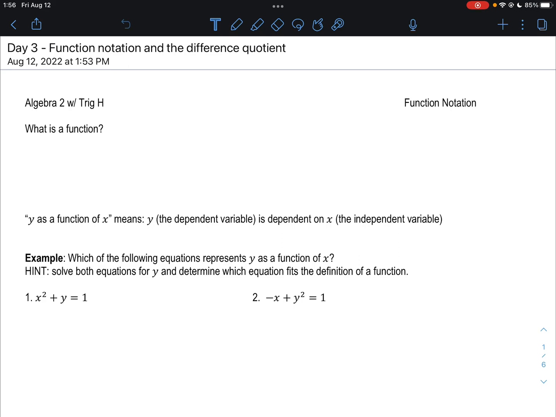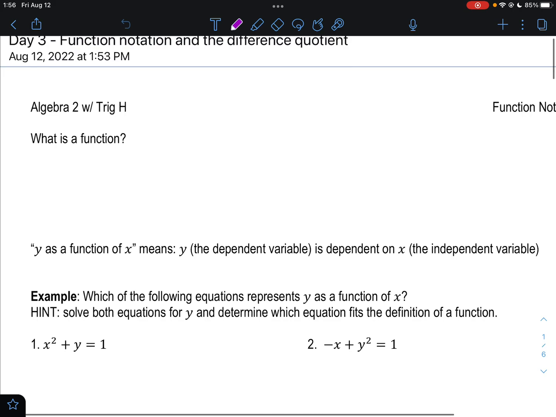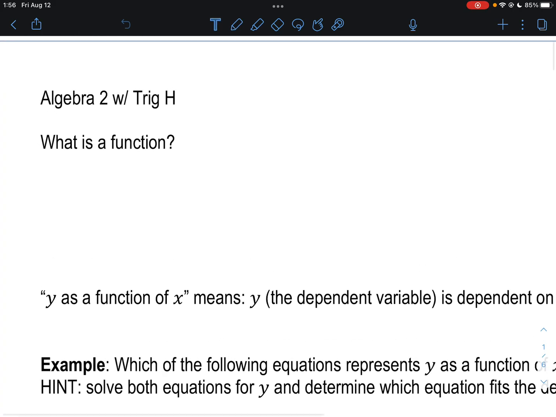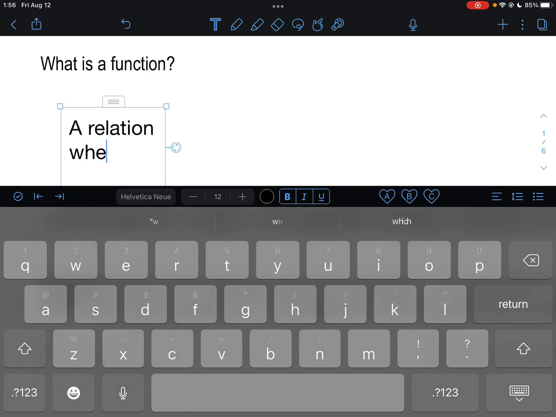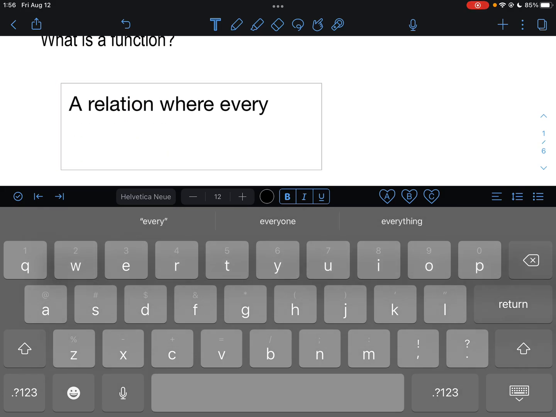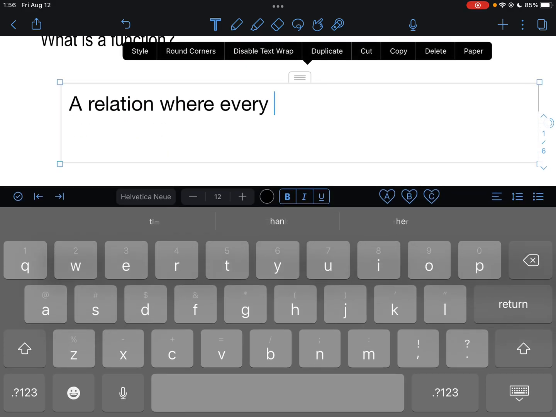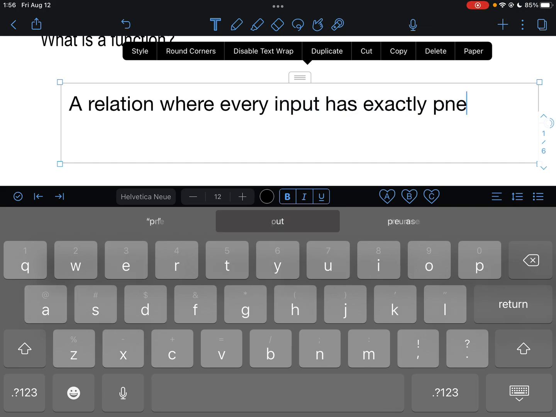Let's start with function notation, and let's even go back a little bit further and just remind ourselves what a function is. Okay, a function, remember, is a relation where every input has exactly one output. So that's what we're going to put here. What is a function? A relation where every input has exactly one output.